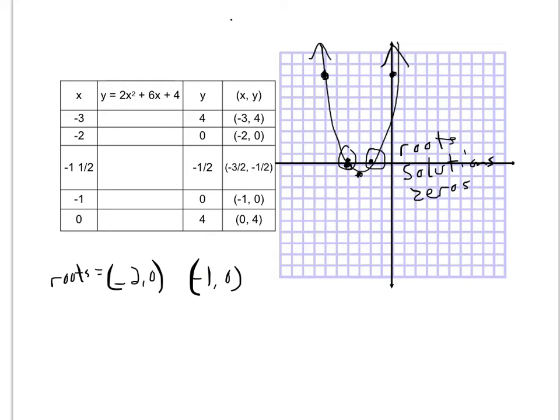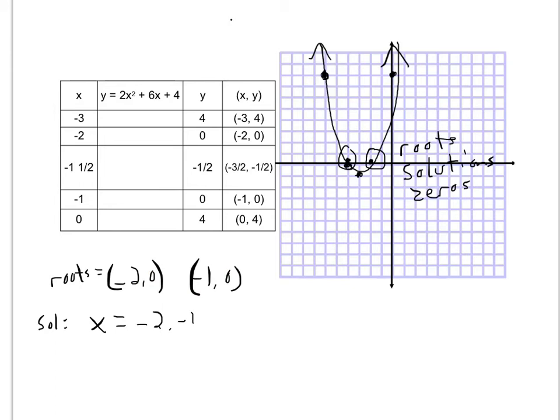Now, how do I write solutions for the equation for my roots? I just write that in x equals form. So my solution is x equals negative 2 and negative 1. Notice the difference between roots and solutions. Roots are written as the ordered pairs where they cross the axis. The solutions are written as x equals and then the x coordinates. That's important to distinguish that difference. So make sure you understand that. If it asks for roots, it's asking for the ordered pair where it crosses the x-axis. If it asks for solutions, it's asking for what's the x value at that point.